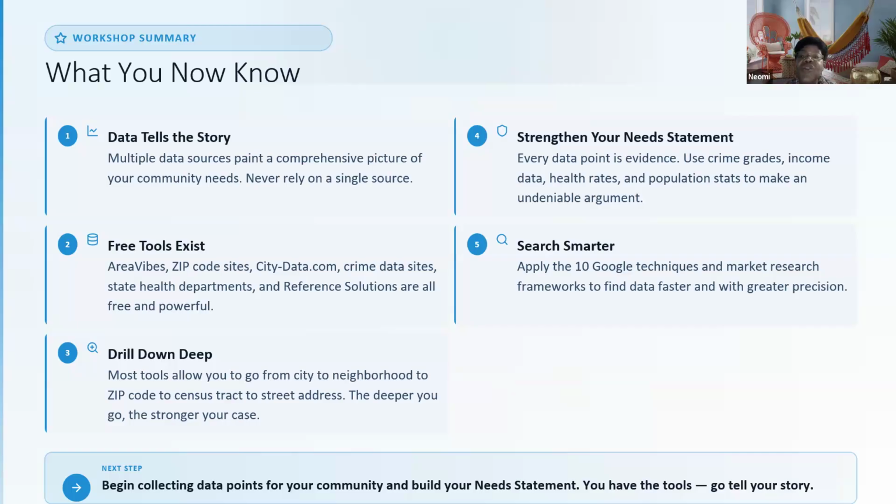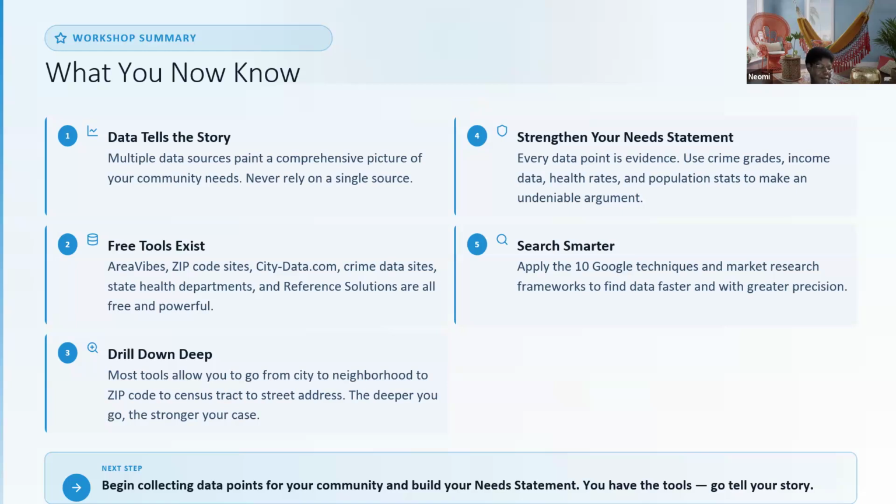Strengthen your need statement. Each data point is evidence. Use crime grades, income data, health rates, and population stats to make an undeniable argument. Search smarter. Apply the 10 Google techniques and market research framework to find data fast and with greater precision. Wait, don't move that. Let me copy this.